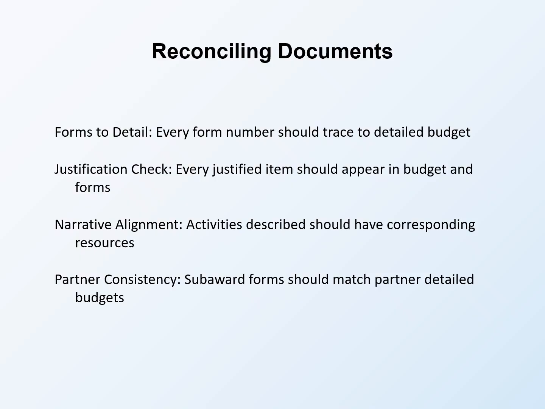Narrative alignment verifies activities described in your project narrative have corresponding resources in your budget. If your narrative describes site visits to 10 partner locations, travel costs should reflect those visits. Resources should enable the activities you proposed. Partner consistency ensures sub-award forms match partner detailed budgets. If your partner's detailed budget shows $100,000, the sub-award line on your form and the consortium section on R&R forms should both show $100,000. Partner budget amounts should be consistent across all documents.